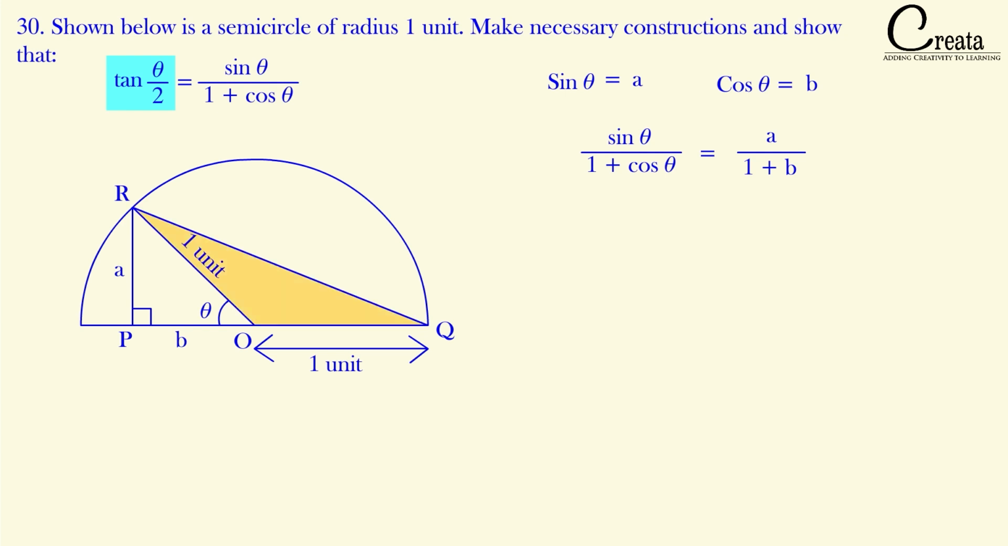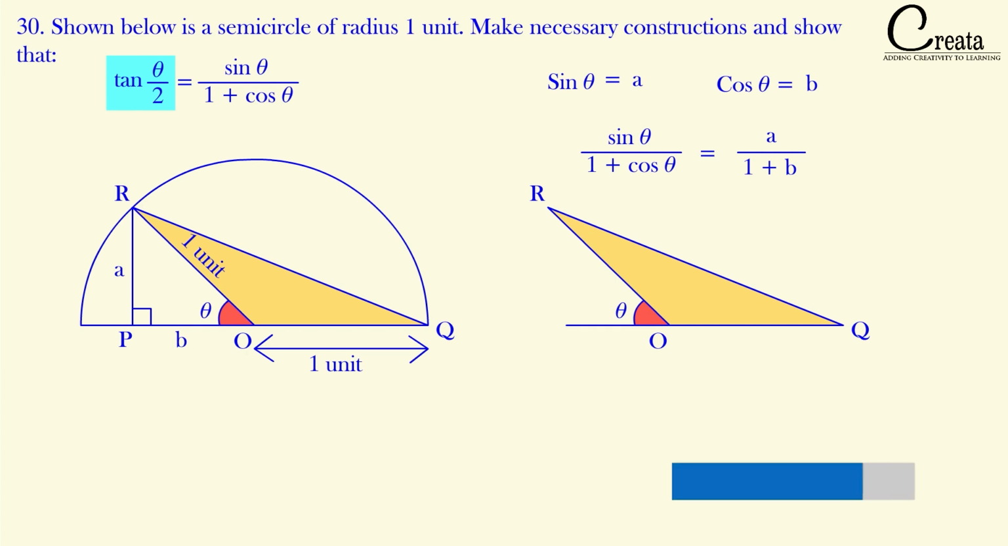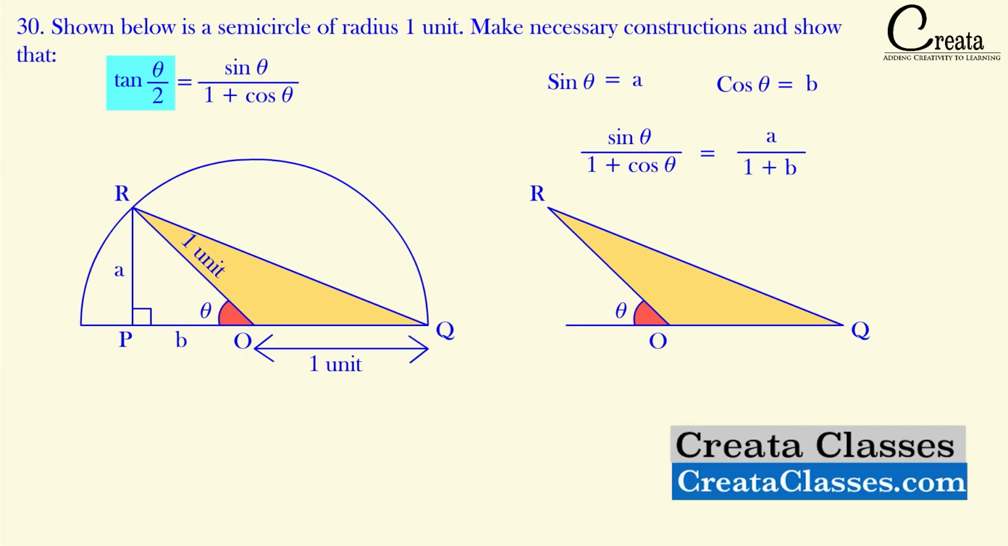Are we able to observe this triangle, the triangle ROQ? This is a triangle, but this is not a right angle triangle. Here this angle is given as theta. So for this triangle ROQ, can we say this angle is an exterior angle? And we know the exterior angle property of a triangle: the exterior angle is equal to the sum of the two opposite interior angles of the triangle.